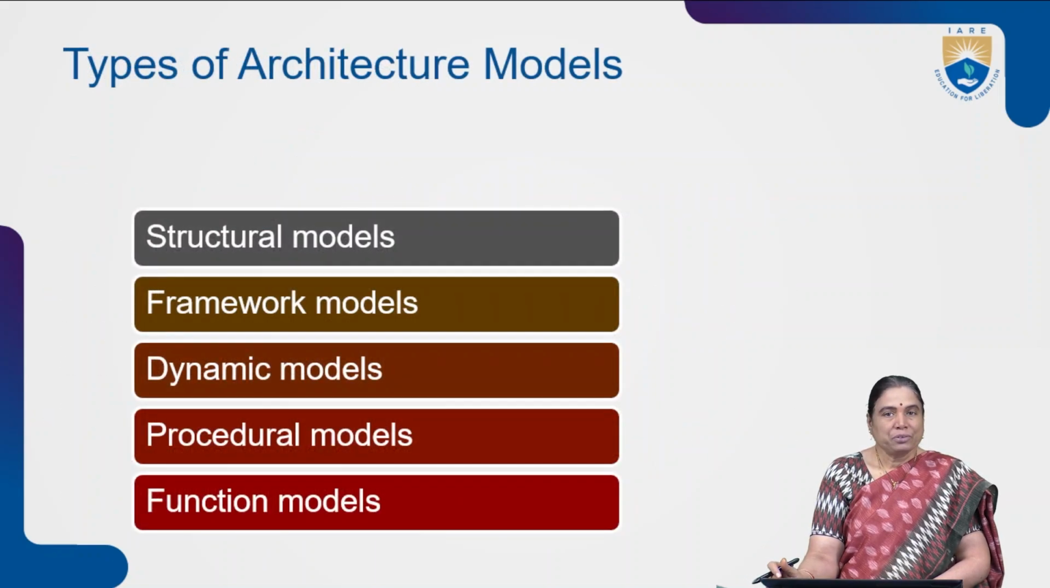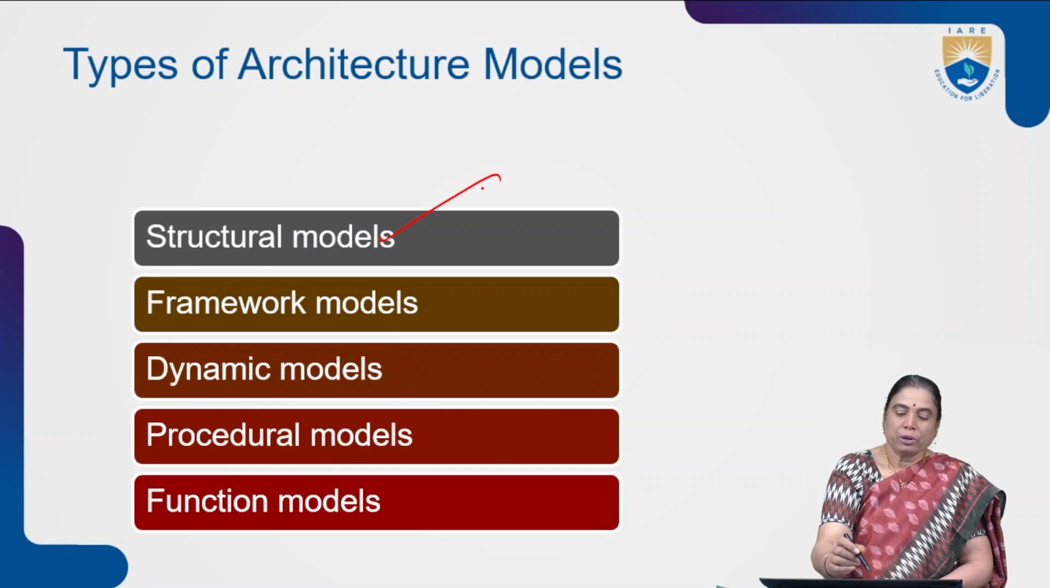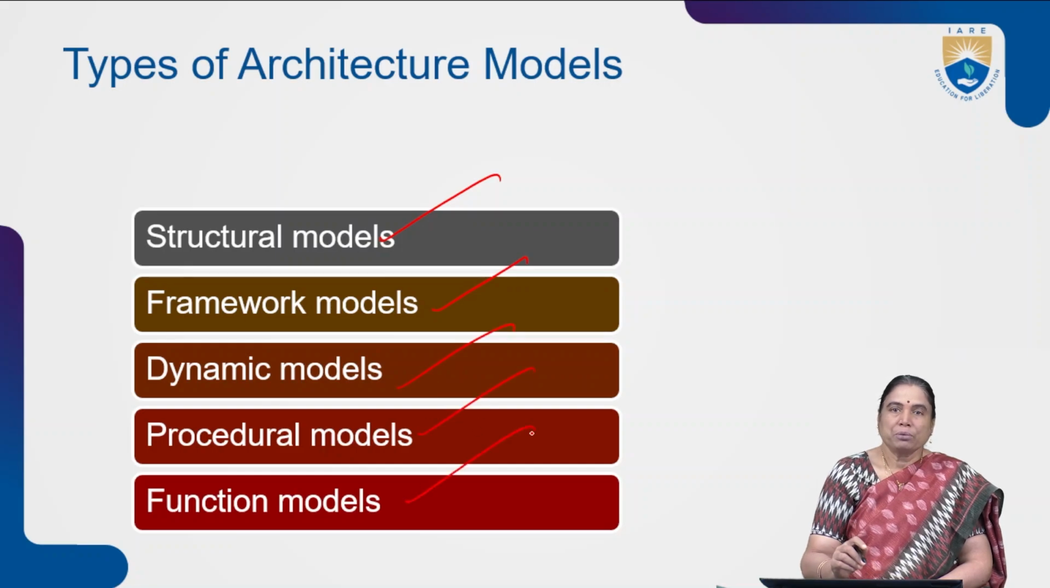A variety of architectural models are available. They are the structural models, framework models, dynamic models, procedural models, and functional models.